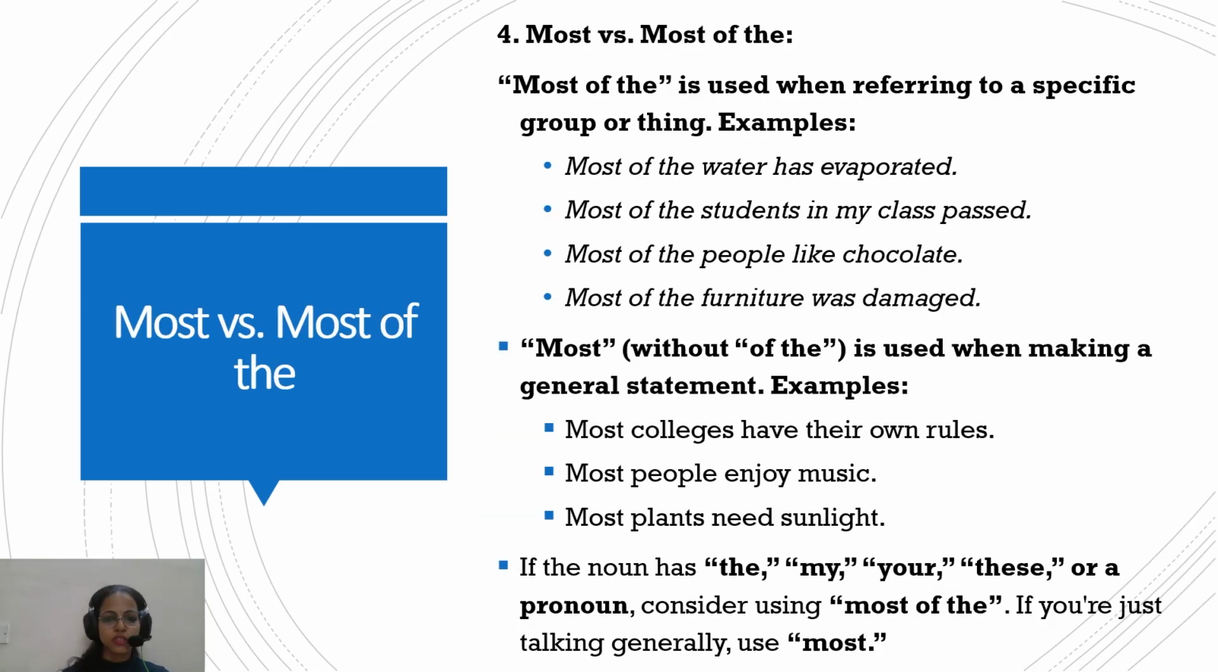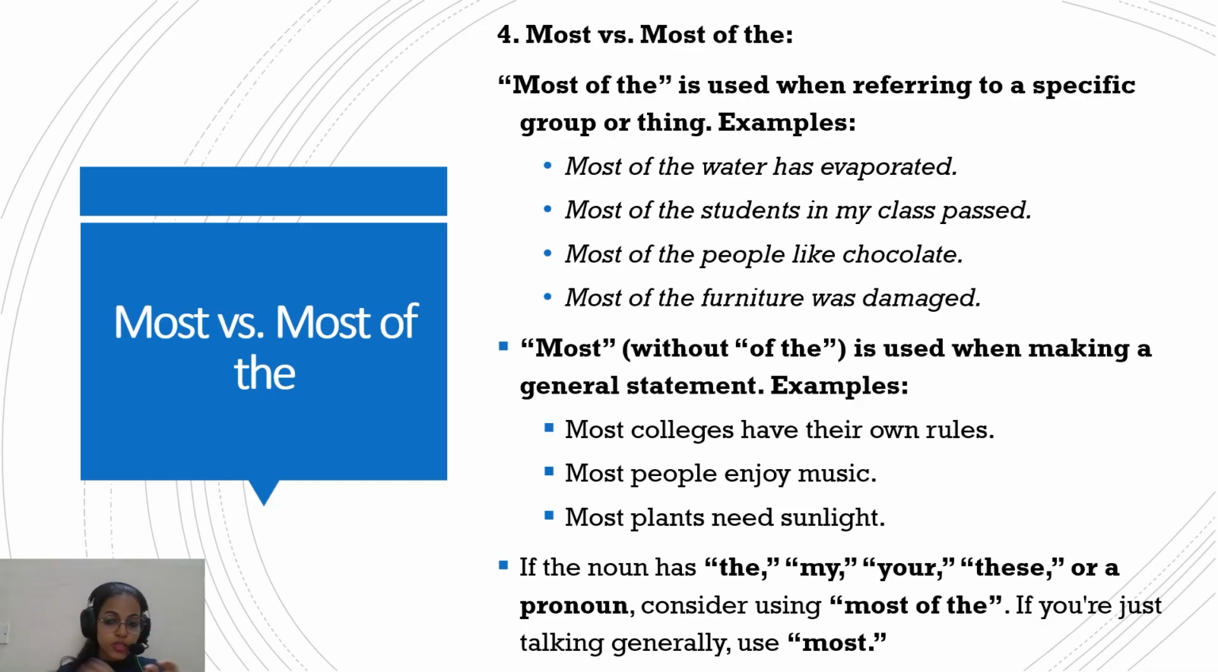Most and most of the. Most of the is used when referring to a specific group or thing. So most of the water has evaporated. Most of the students in my class passed. Most of the people like chocolate. Most of the furniture was damaged. So we are referring to a specific group. For this last statement, you picture a room full of furniture and most of it is damaged. So most of the is referring to that group of damaged furniture.